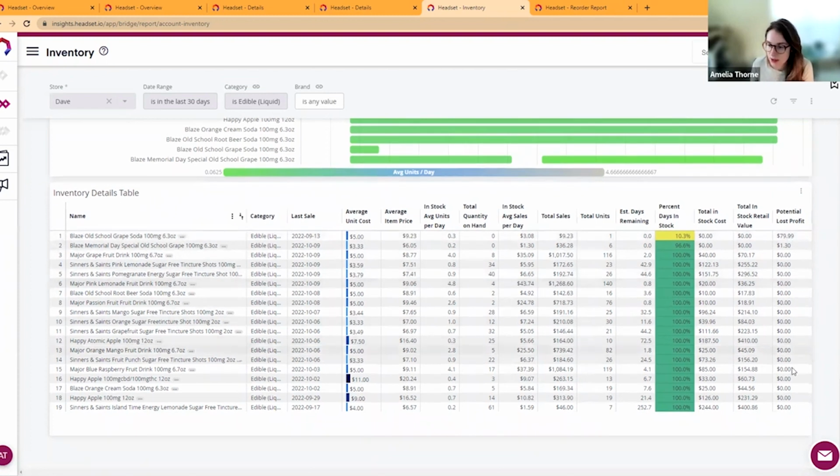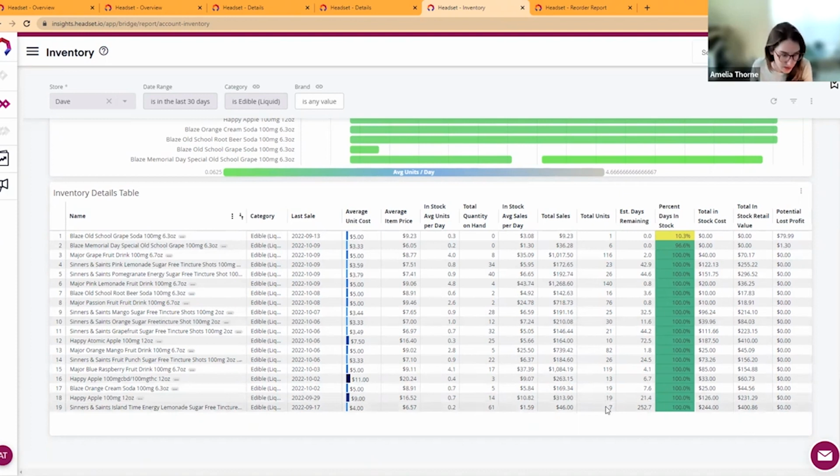There's a lot of zeros in here because a lot of these products have been stocked completely for the last 30 days. However, they might be slower moving products, and that's another thing to consider because it is considered locked up capital on the other end of things.